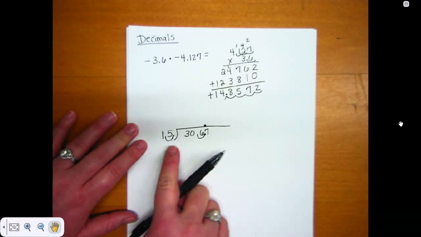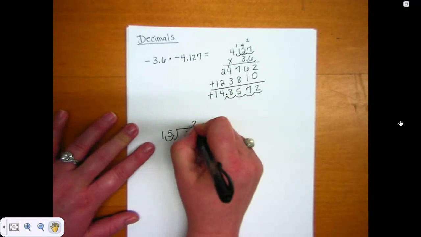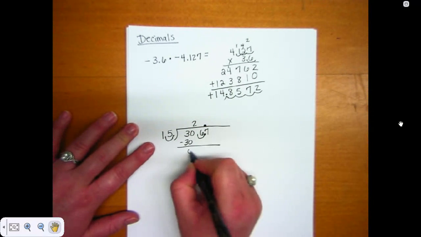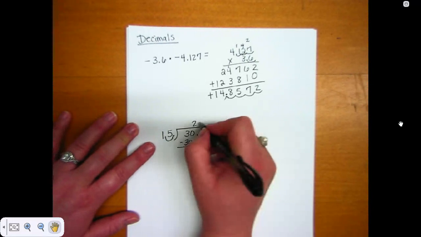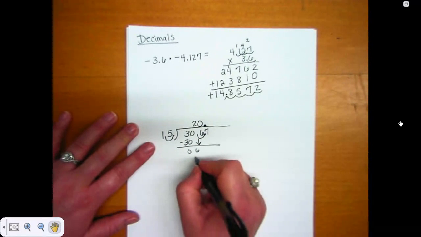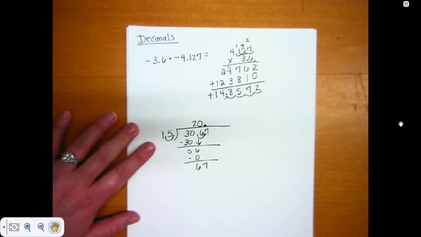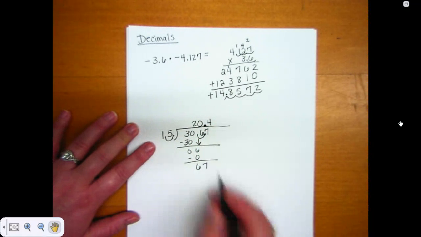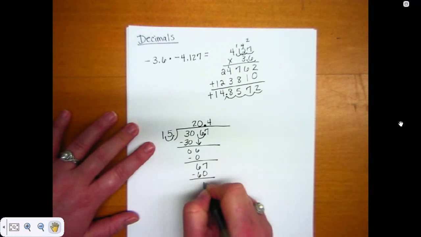So now I have, how many times will 15 go into 30? Well, it'll go 2 times. 2 times 15 is 30. I subtract and I get 0 and I bring down my 6. 15 won't go into 6, so there's a 0. 0 times 15 is 0. I subtract and I get 67. 15 will go into 67 4 times. 4 times 15 is 60. I subtract and I get 7.